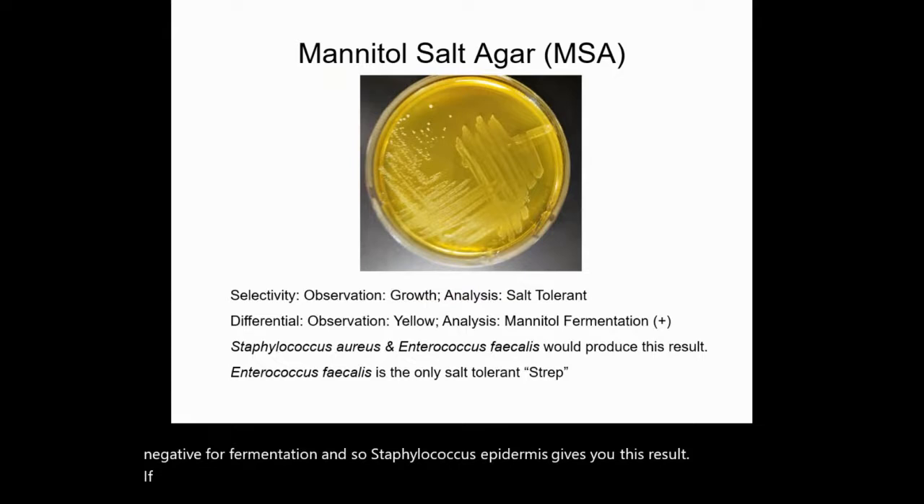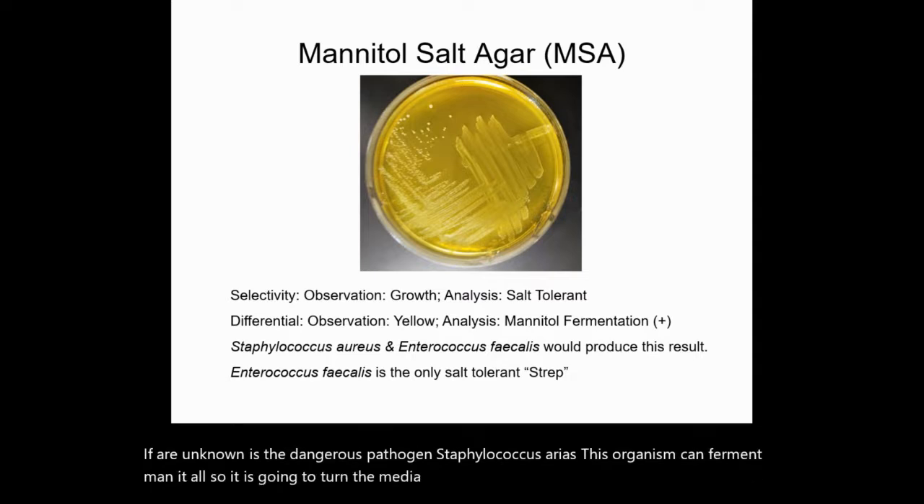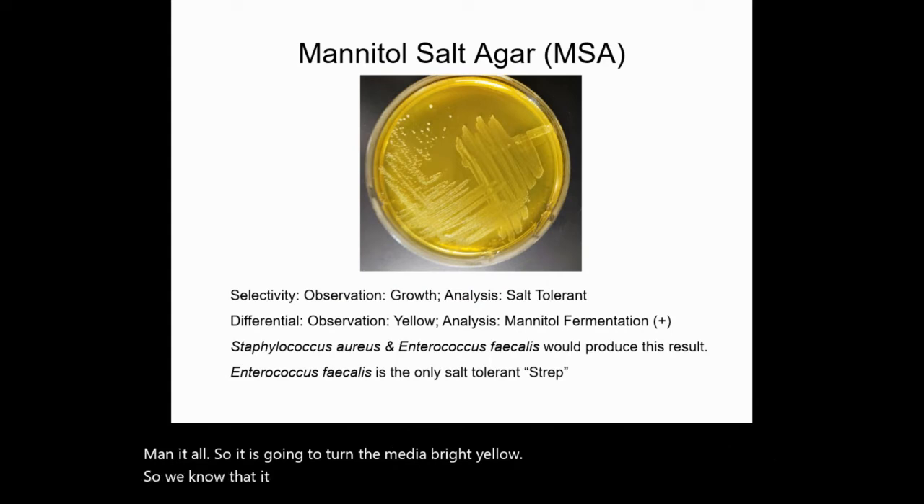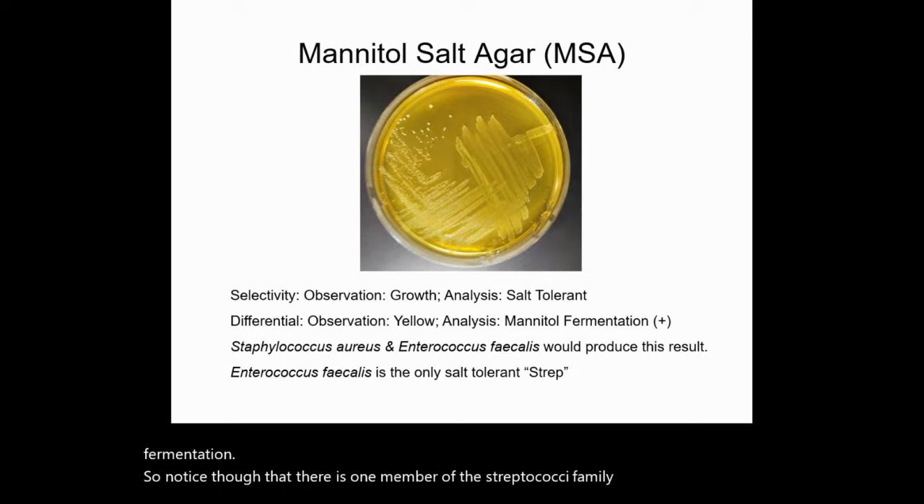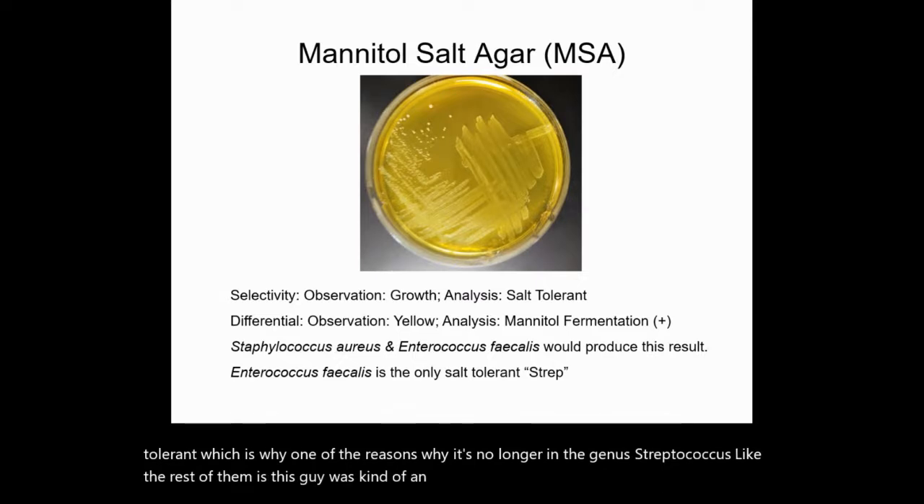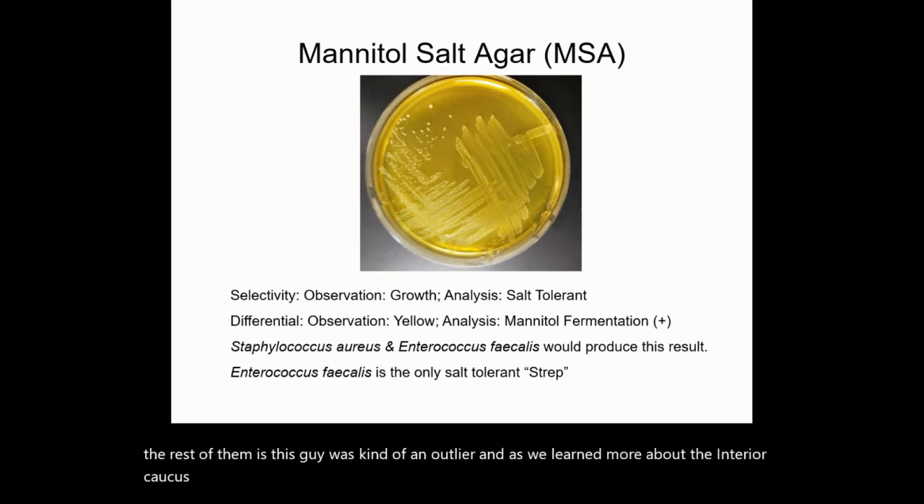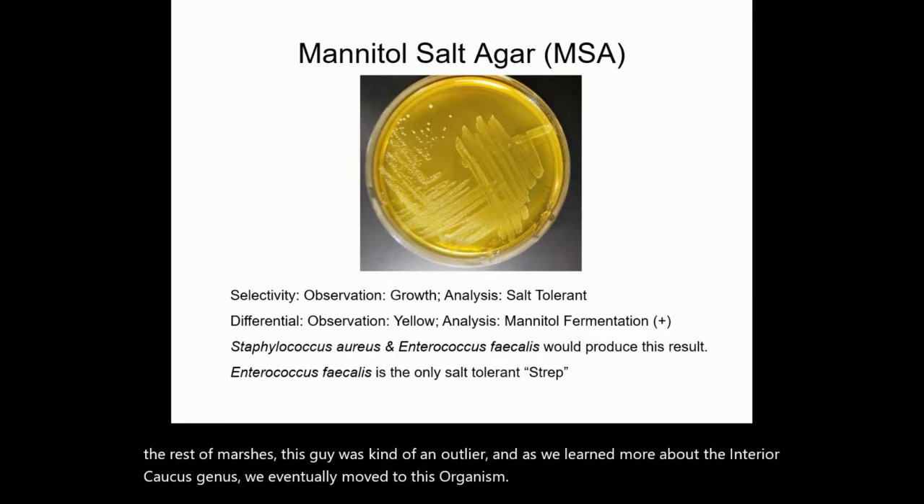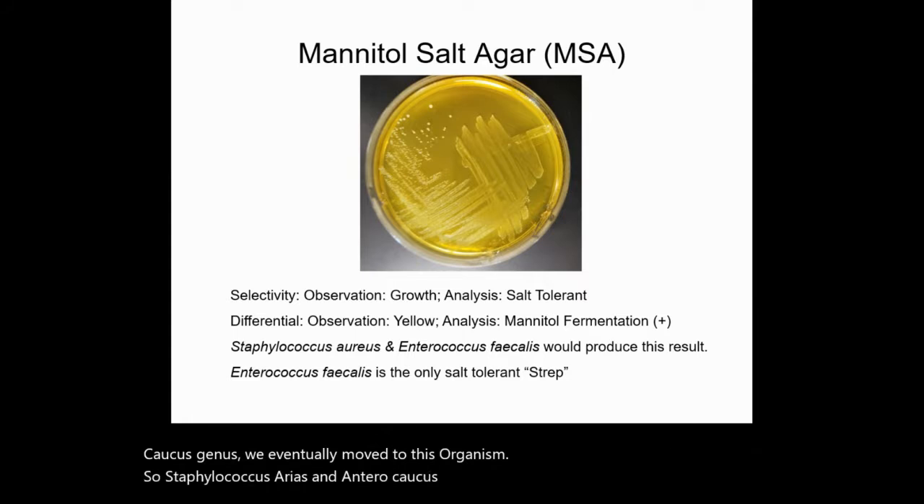Now, if our unknown is the dangerous pathogen Staphylococcus aureus, this organism can ferment mannitol, so it is going to turn the media bright yellow. Okay, so we know that it is positive for being salt tolerant, and it is positive for mannitol fermentation. Okay, so notice though that there is one member of the Streptococci family that happens to be salt tolerant, which is one of the reasons why it's no longer in the genus Streptococcus, like the rest of them are, because this guy was kind of an outlier. And as we learned more about the Enterococcus genus, we eventually moved this organism. So Staphylococcus aureus and Enterococcus faecalis would give this result.